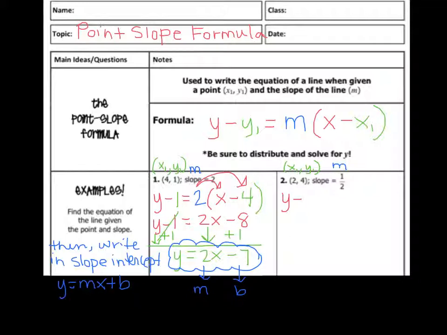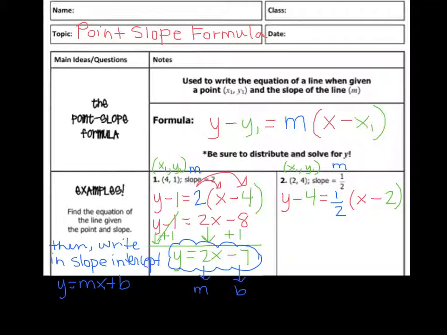So y minus my y1 is 4 equals your slope, which in this case is a half, times x minus, and in this case my x1 was 2.